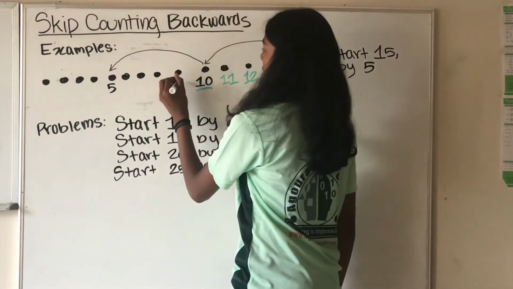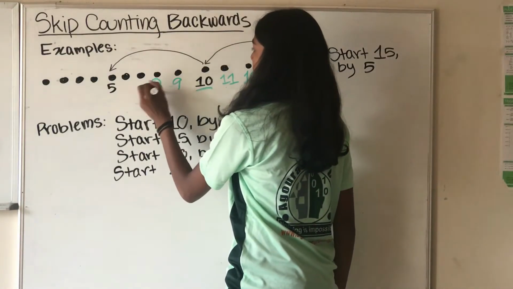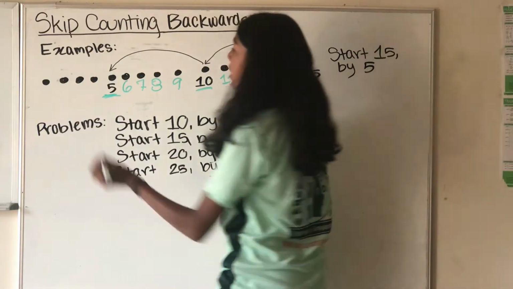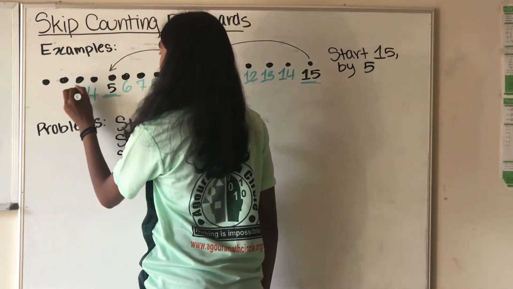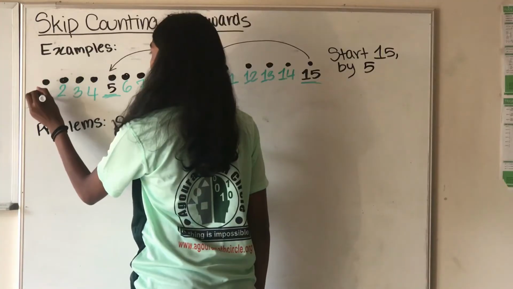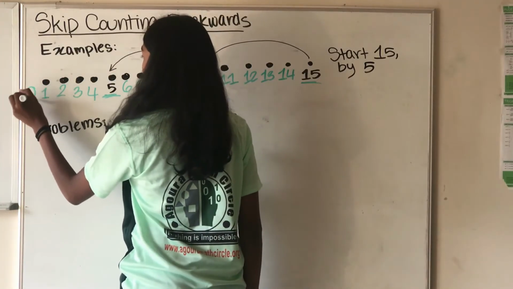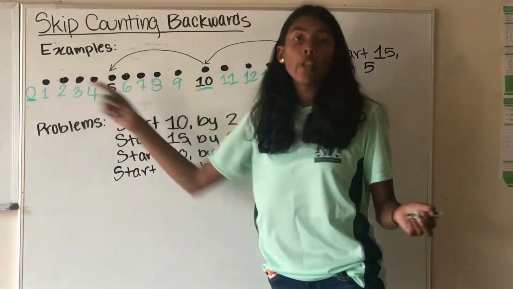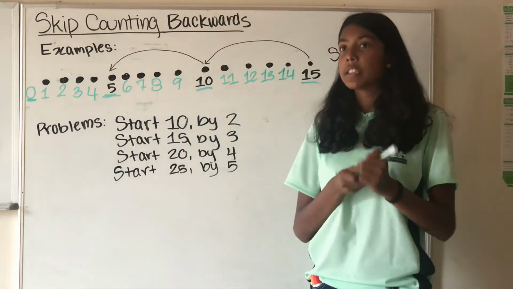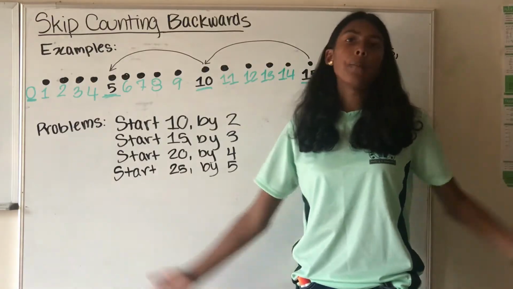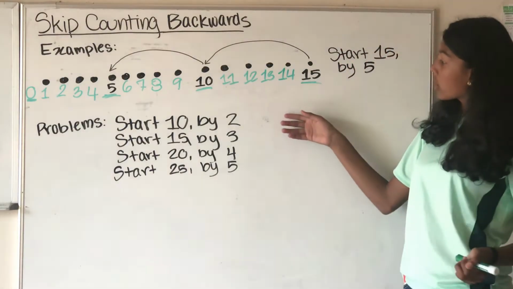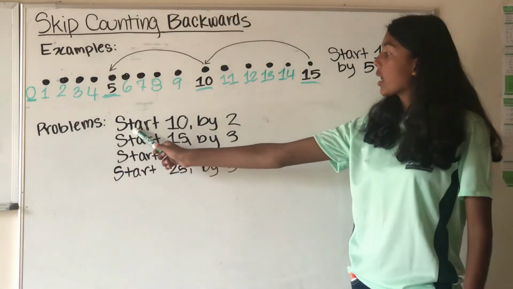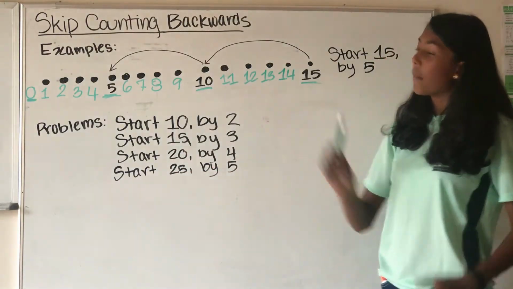And then we go to 9, 8, 7, 6, and then we get 5. And then 4, 3, 2, 1, and then we get 0. So most of the time we're just skip counting all the way to 0 because that is technically the number that starts it all. So we're going to do an example, where we start at 10 and go back by 2.